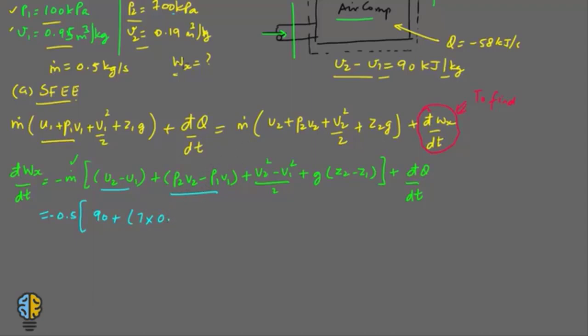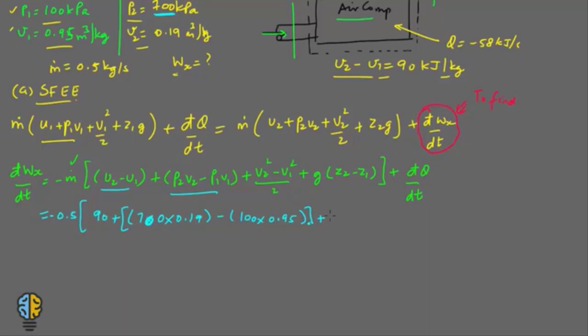So you need to keep this in kPa only. This is already in pascals, so from bar you need to convert it into pascals. So this is already kilopascals. So you can use this as 700 into 0.19, okay, minus you'll have 100 into 0.95, okay, plus we can put in the values of v2 and v1, and that would be how much?